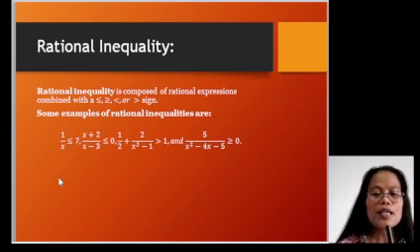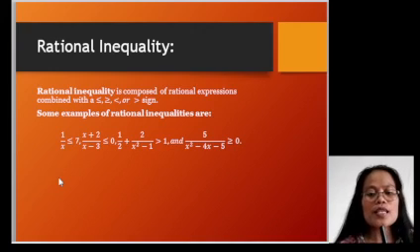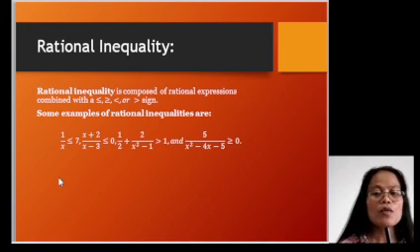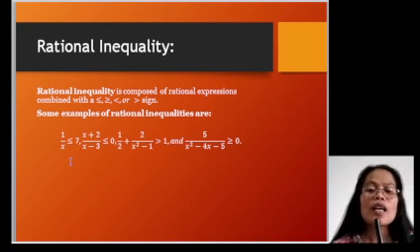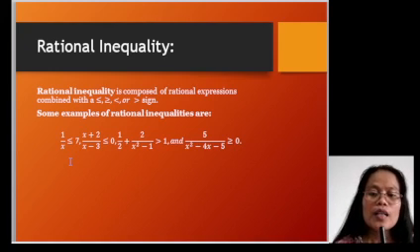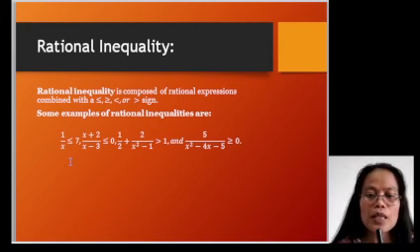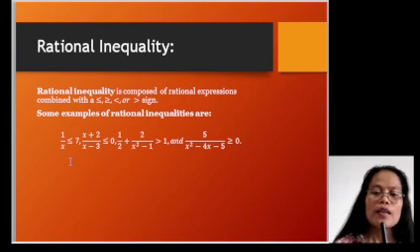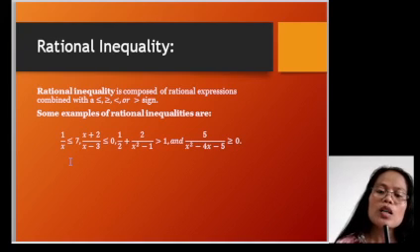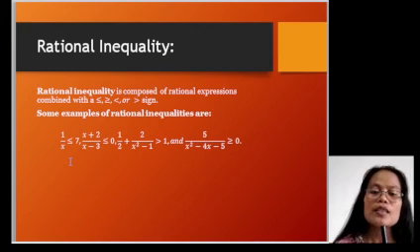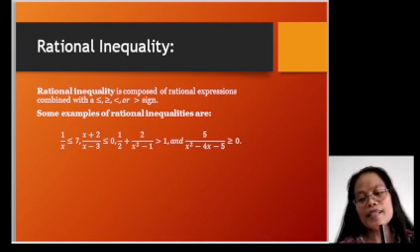We have to take note of those different symbols. In a rational equation, there is one symbol only, and that is equals. And here, in rational inequality, we have 4 symbols that we need to remember. That is the less than or equal, the greater than or equal, and the less than and greater than signs.